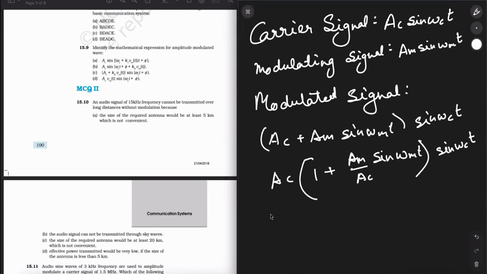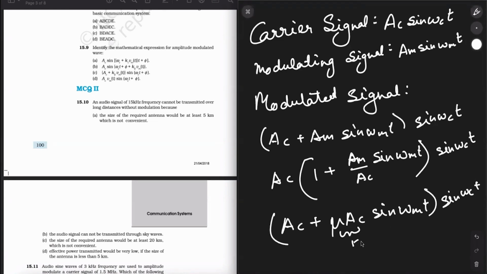Alright. Now, you can write it as what? Here, if I take A_C inside, then A_C plus, I'll call this mu. Alright. Mu times A_C sin ω_M t sin ω_C t. Okay. So mu A_C from now on I'll take as K. This can be written as K. So A_C plus K sin ω_M t sin ω_C t.